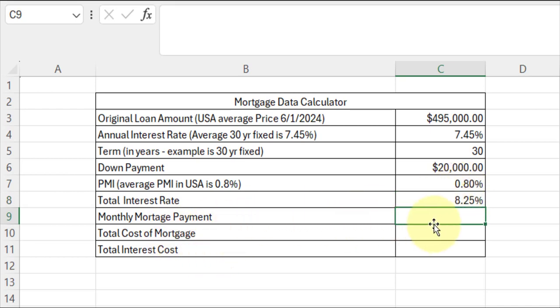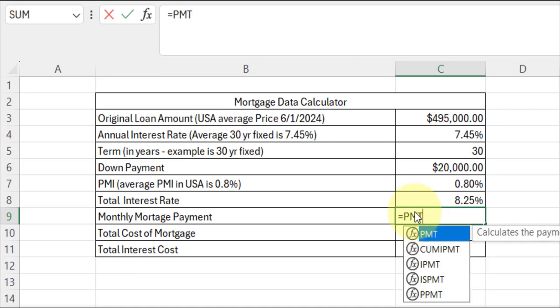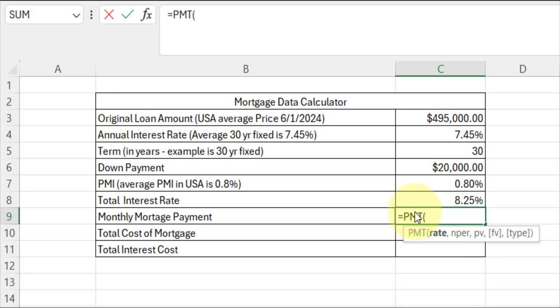Then we need our monthly mortgage payment. Now this is where it gets interesting. To get our monthly mortgage payment, we're going to use the payment function, equals PMT. When we put that in, we have to have the rate, number of payments, the present value, and the type. So let's go through this. First we're going to have our total interest rate, and we're going to take that divided by 12, because we want monthly payments, so our interest rate for the year divided by 12.